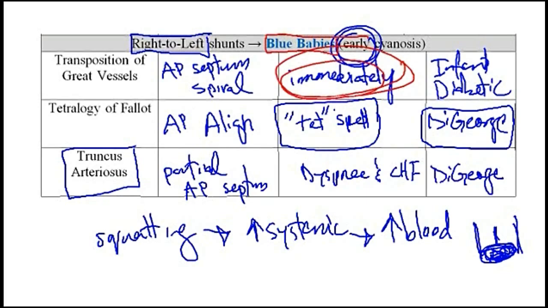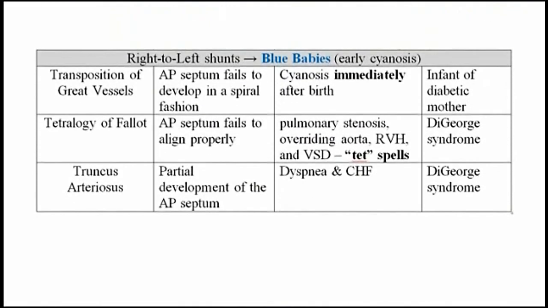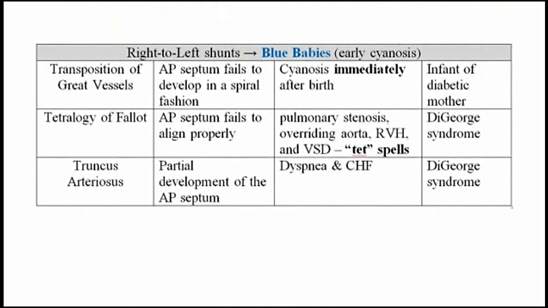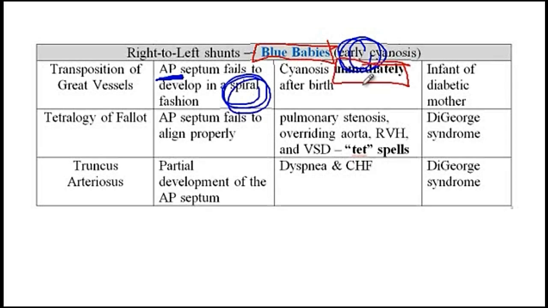Now I would like to summarize these findings. Conditions that are causing right to left shunting are causing early cyanosis, and since they cause early cyanosis, they are referred to as blue babies. The first condition is transposition of the great vessels, which is caused by the failure of the aorticopulmonary septum to develop in a spiral fashion. One important clinical finding is that these patients develop cyanosis immediately after birth, and transposition of great vessels is seen commonly in infants of diabetic mothers.